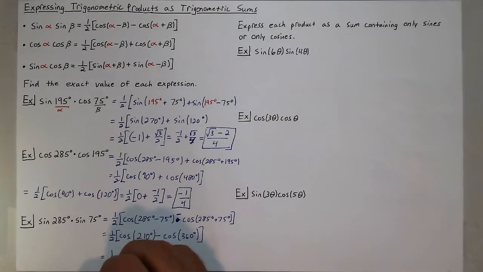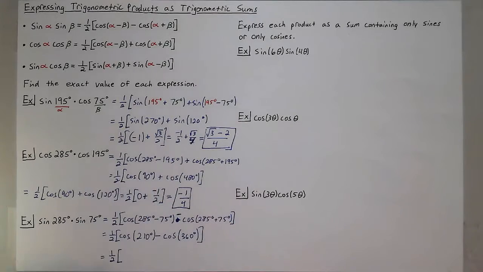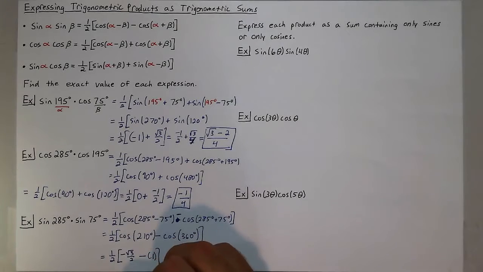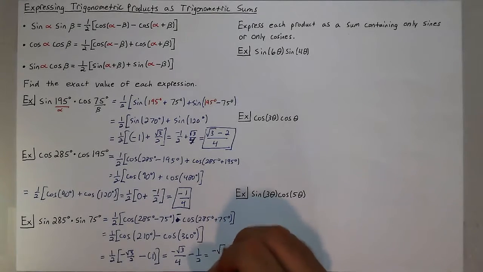So when I go to evaluate this, I get 1/2 of cosine of 210, which would be in the third quadrant just past the 180 degree mark, giving me negative square root of 3 over 2. Then I'm going to subtract cosine of 360, which is a positive 1. So when I distribute the 1/2, I get negative square root of 3 over 4 minus 1/2, and I can find a common denominator, and that gives me negative square root of 3 plus 2 all over 4.